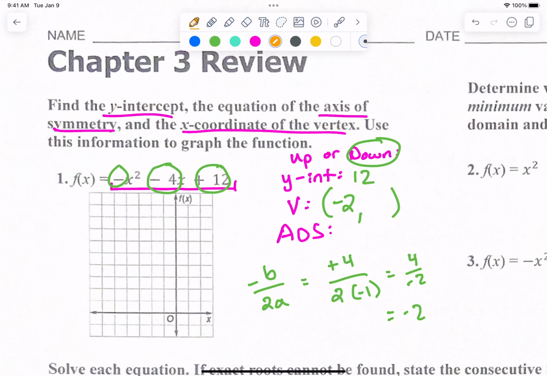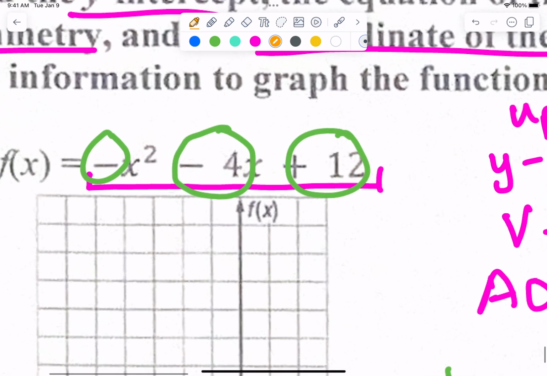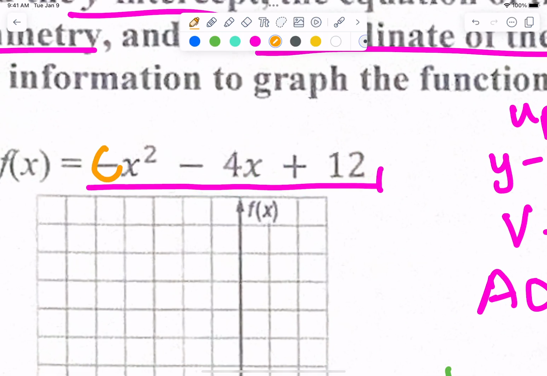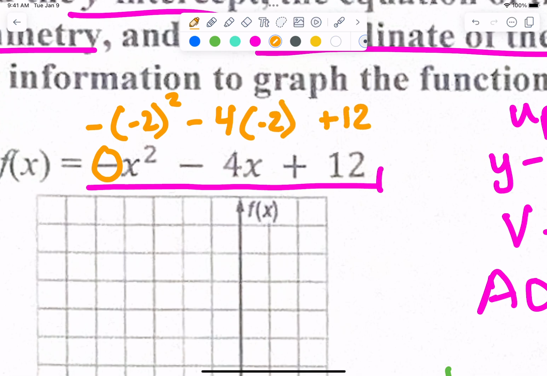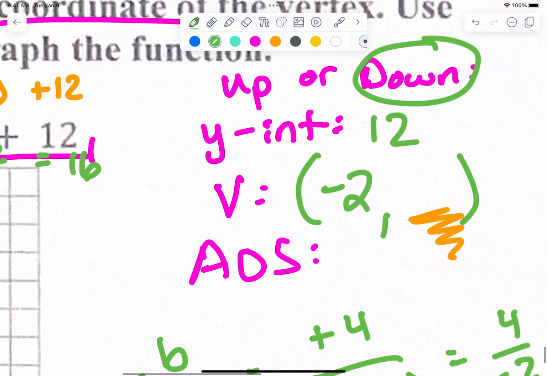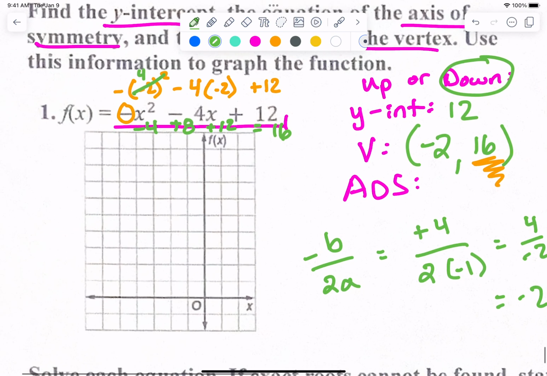All right, now, how do I find this coordinate? Plug it in. All right, when you go to plug in, because there's a negative in front here, we have to be very careful. Negative 2 squared minus 4 times negative 2 plus 12. Okay, negative 2 squared is 4, but then there's a negative also in the front of it. So negative 4 plus 8 plus 12, where is he going to touch? 16. My vertex is negative 2 comma 16.